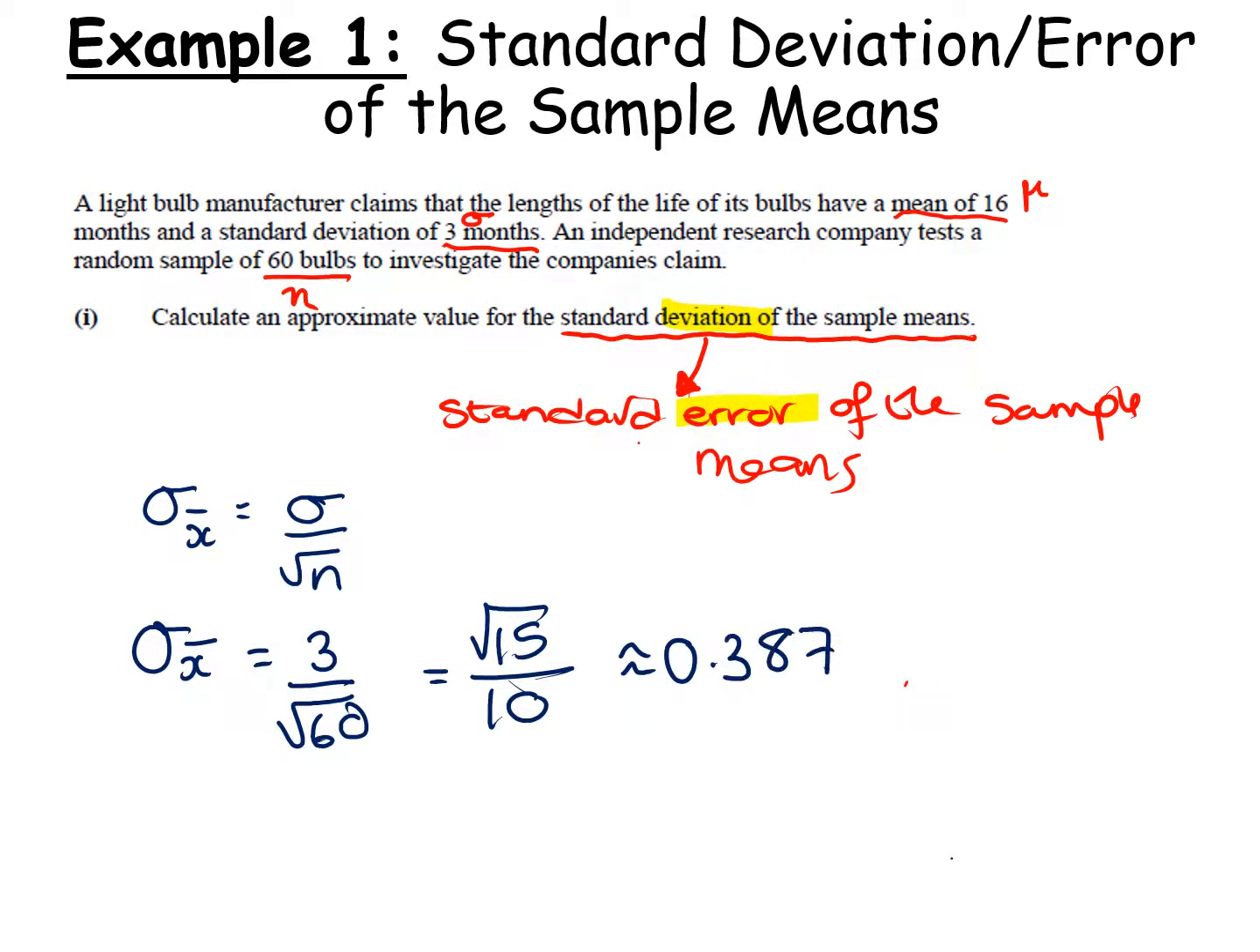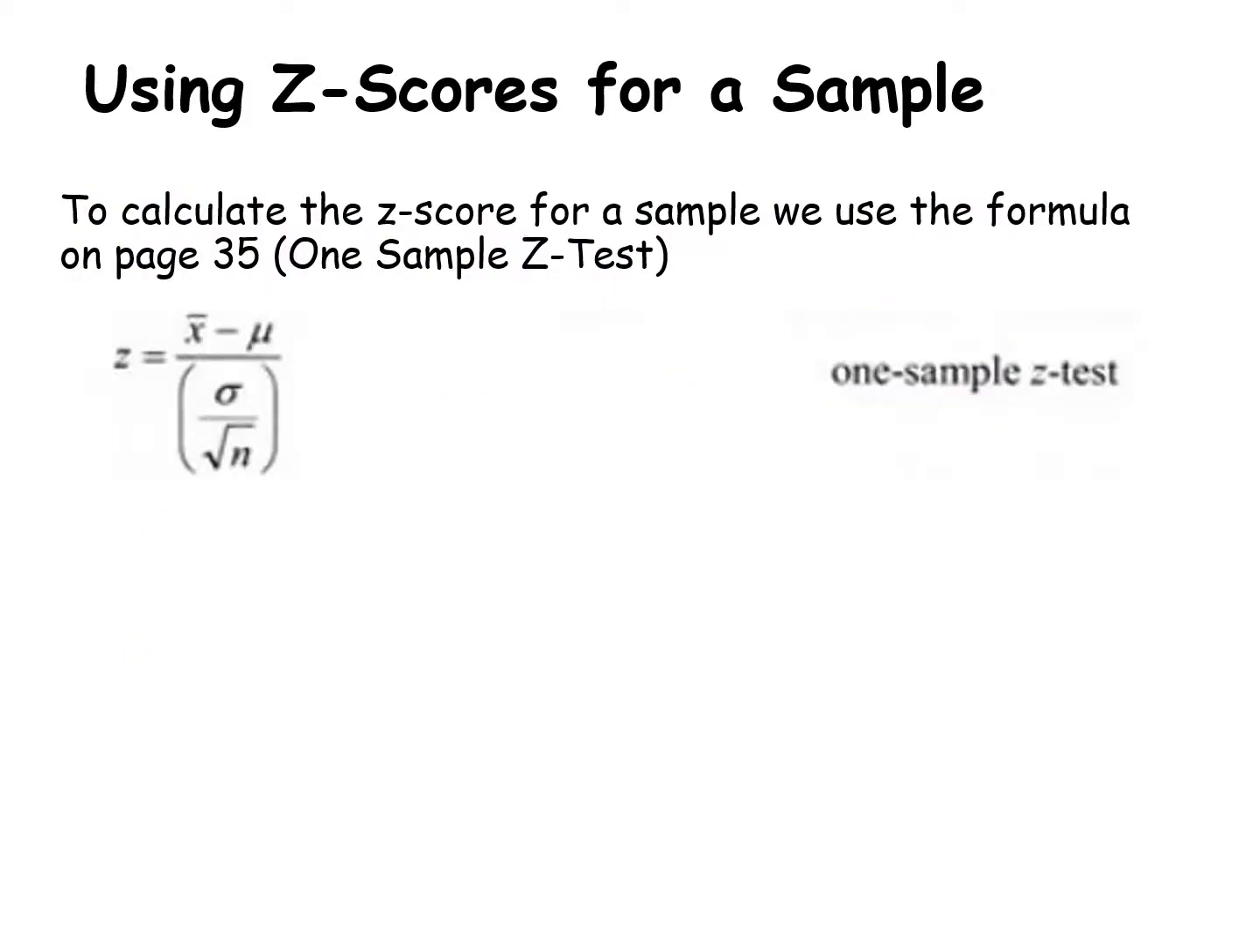If you ever see that idea of standard deviation of the sample means, and you're thinking, oh, but we were told that standard deviation is the same. Yes, it is. But the standard deviation of the sample means is something very different. It's the standard error of the sample means. So if you've already revised hypothesis testing, you'll know that we can use z-scores, for example, to conduct hypothesis testing. So we're going to use our z-scores here, and it's the z-scores for a sample.